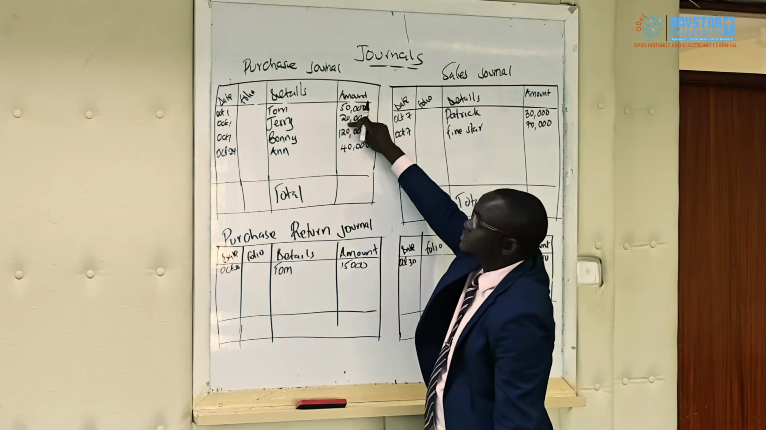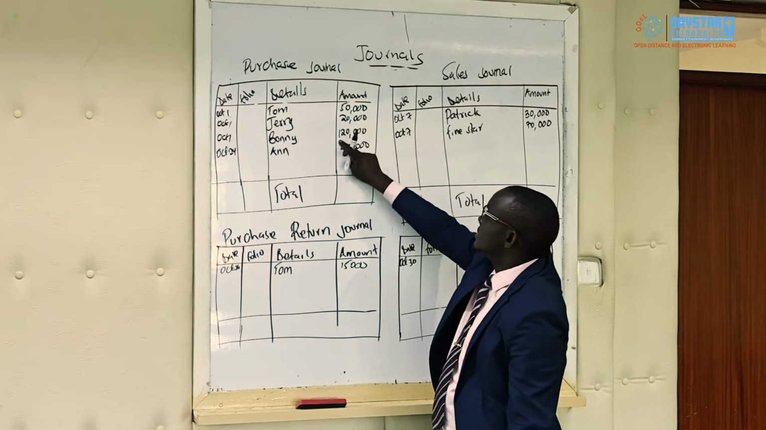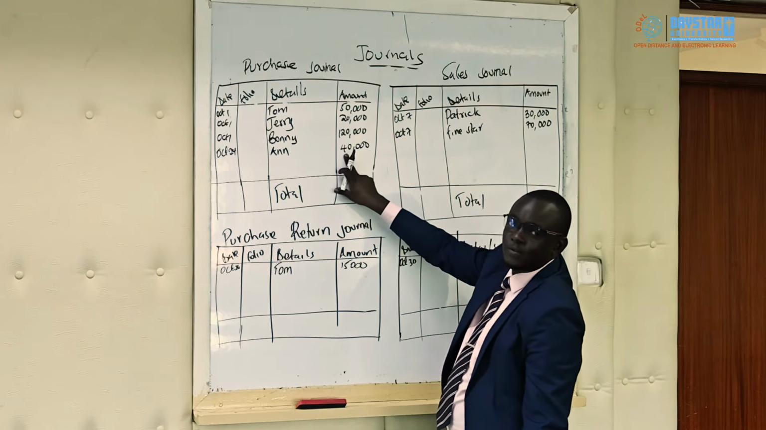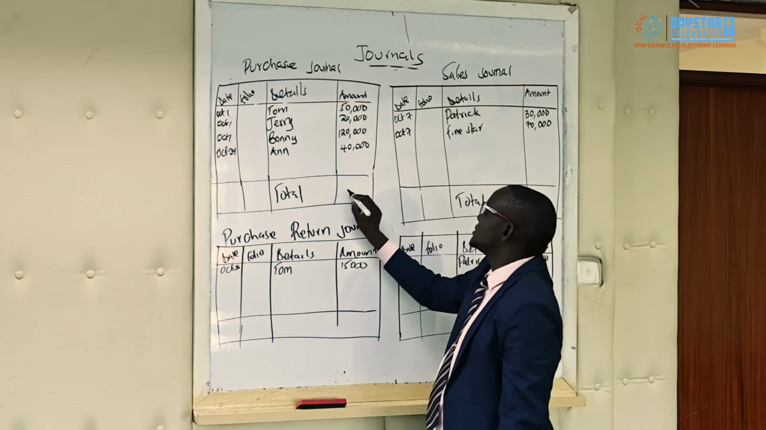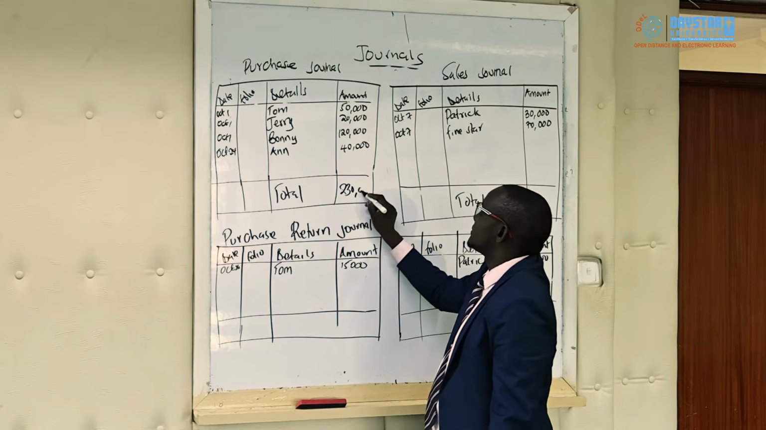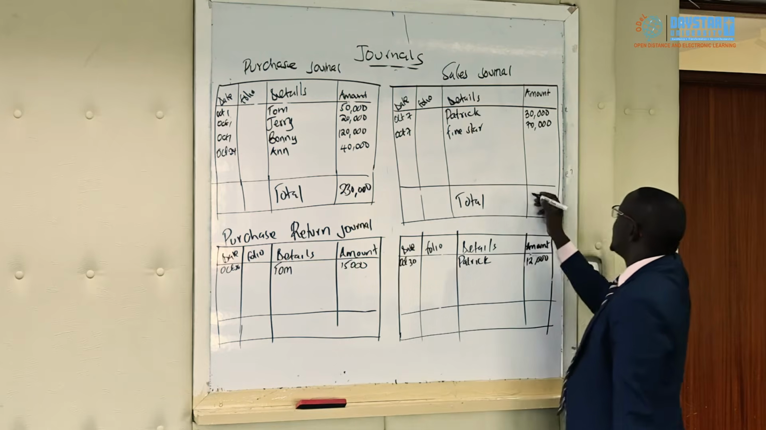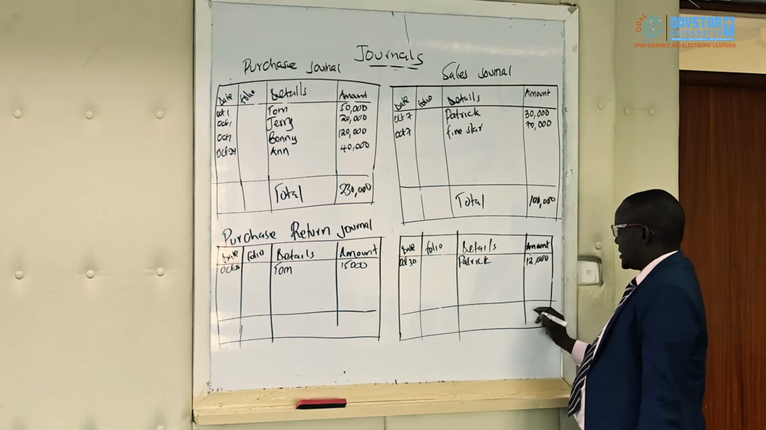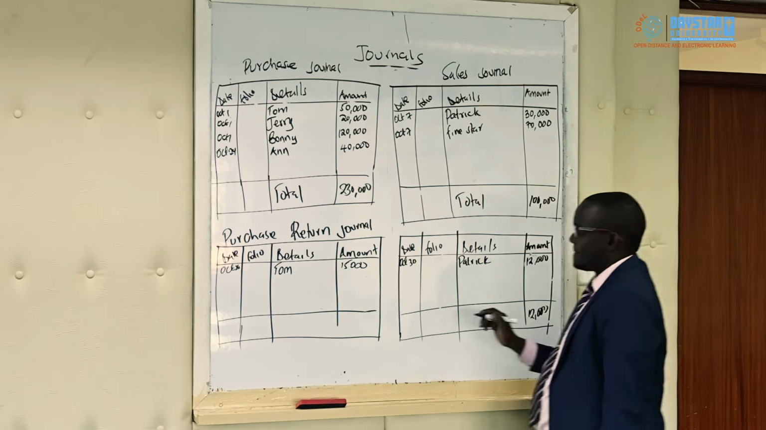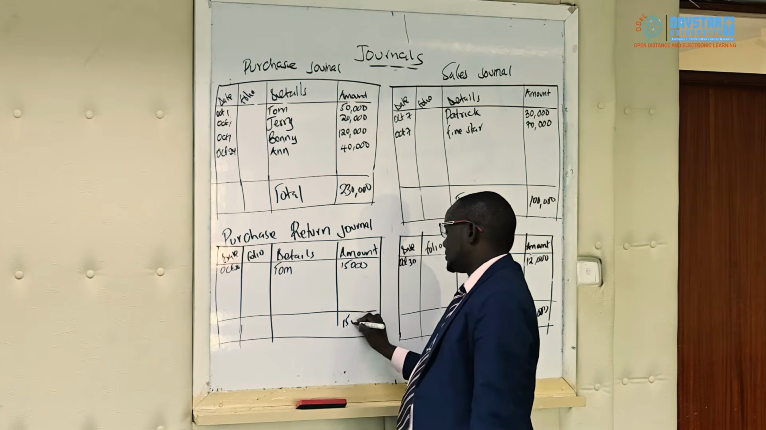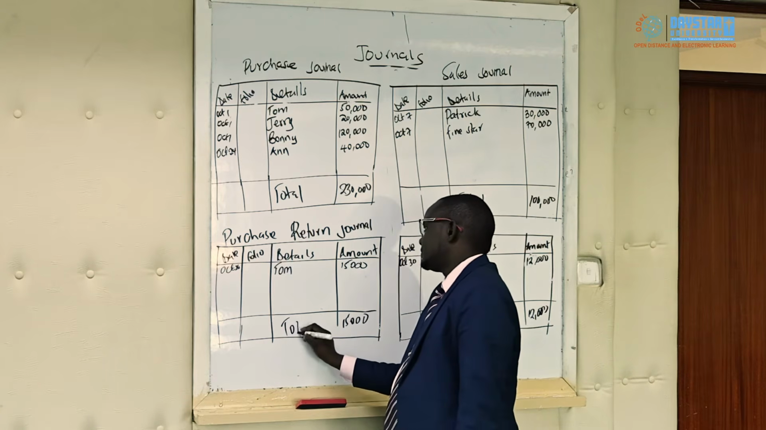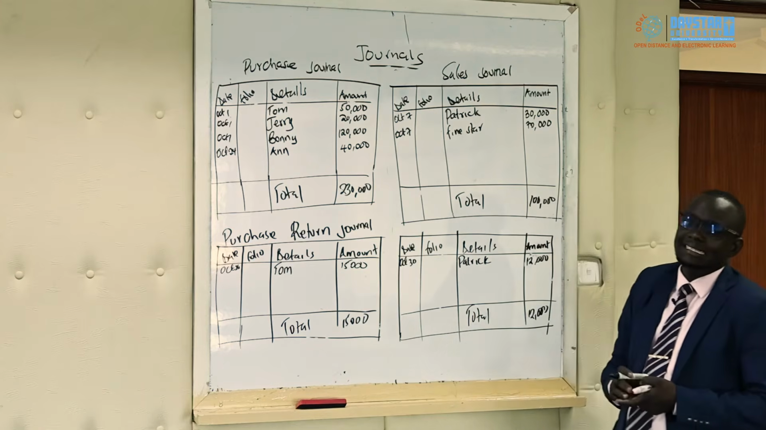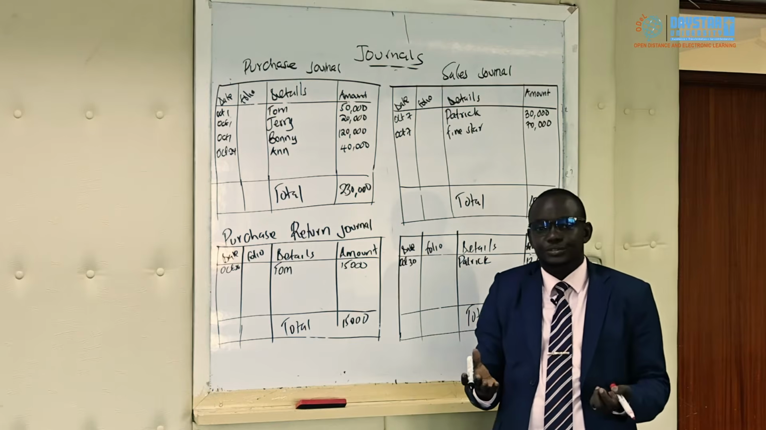This is 50 plus 20, that's 70,000. Plus 120, that becomes 190, plus 40,000, that becomes 230,000. You get the total, write it there. This one, 30 plus 70,000 becomes 100,000. This 12,000, total is 12,000. This 15,000, total is 15,000. Total. That's how easy it is to do journals. Imagine.